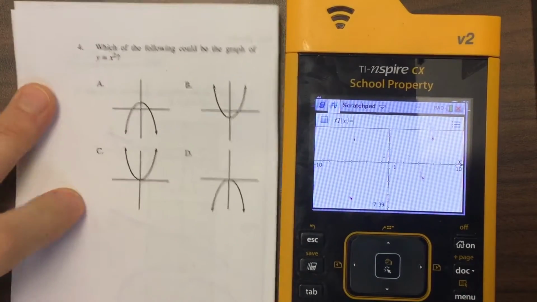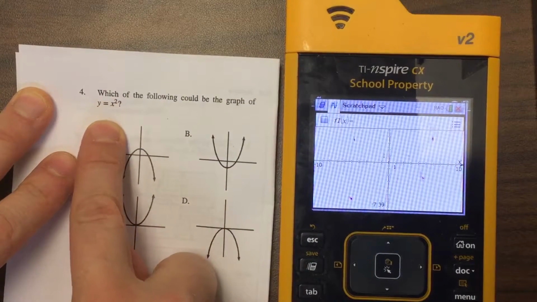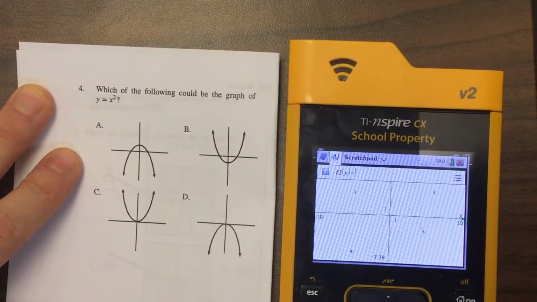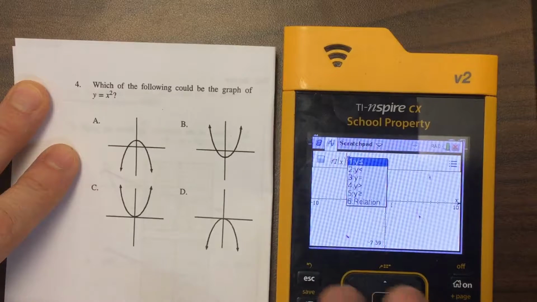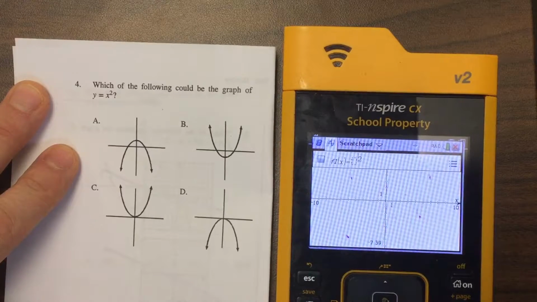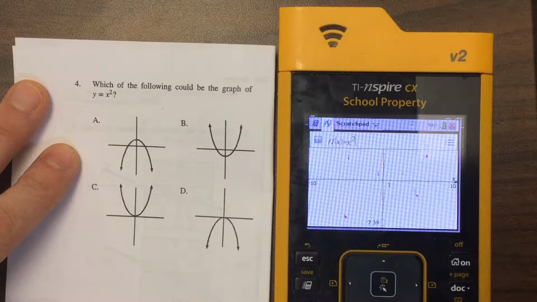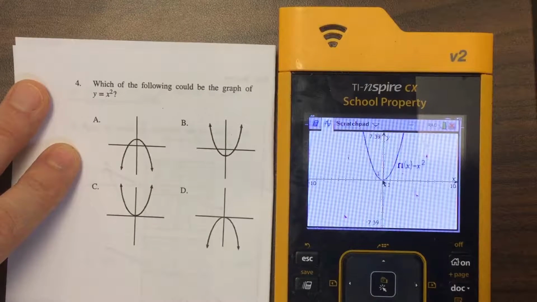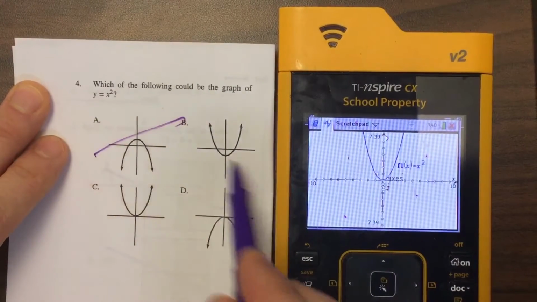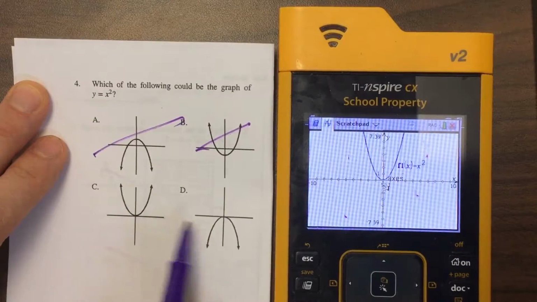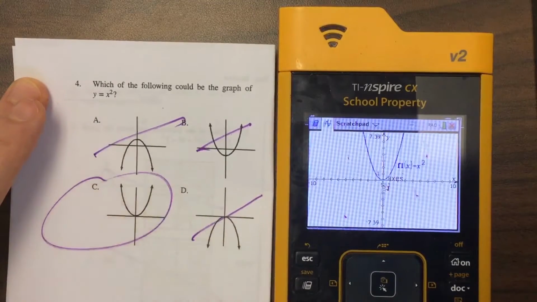Which of the following could be the graph of y equals x squared? Well, we know y equals x squared is a parent function. We've seen it a million times. But even if you forgot, just type in y equals x to the power 2. Push enter. That's the parent function. It starts at the origin, right at the 0, 0. This one doesn't. That one doesn't. These two both start at the origin, but the parent function goes upwards. This one's going the wrong way, so the answer is C.